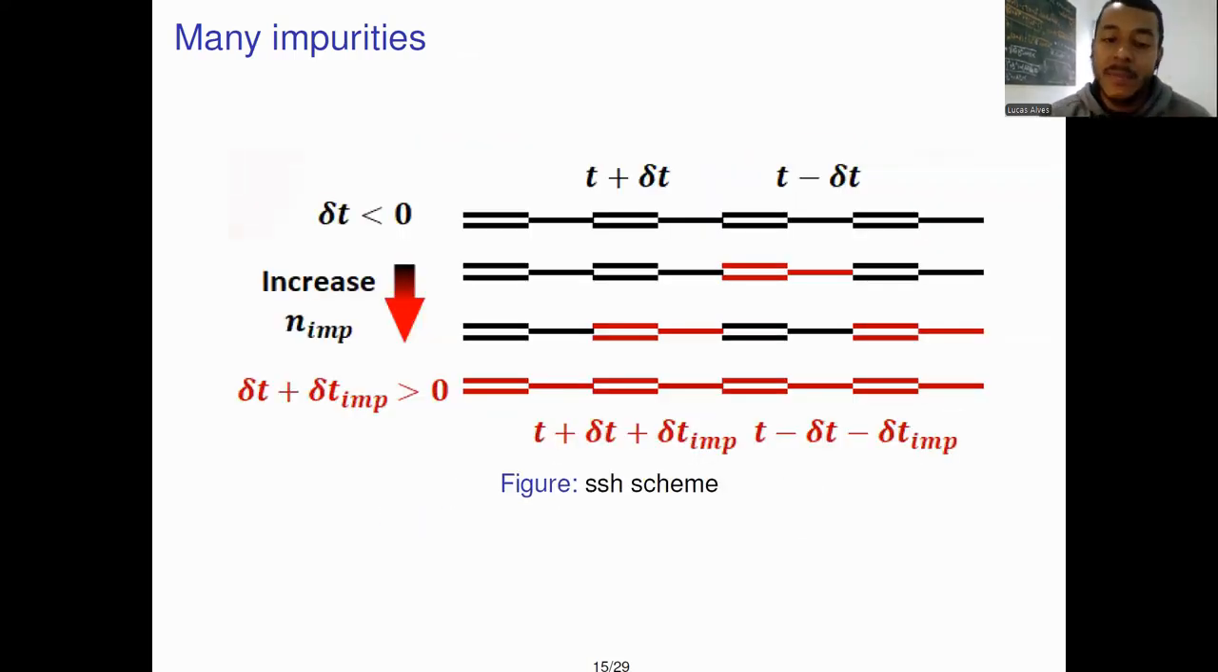Another question we can ask is what happens when we put many impurities in this system? We can start with one impurity, and we can keep adding more and more impurities until we reach the limit where all the sites are changed. And by putting impurities that overcome delta T, we can turn the system into a trivial phase. And as we approach this phase, the trace of operator C must go to 0.